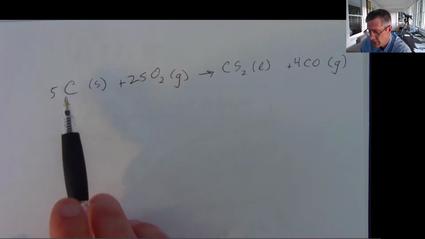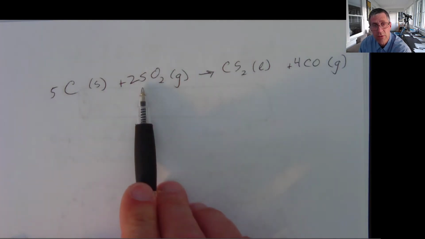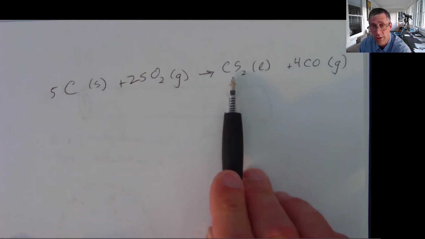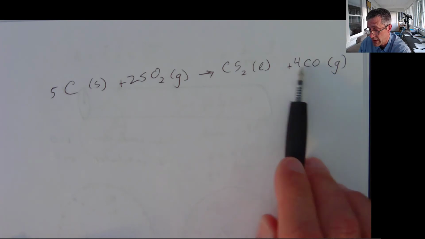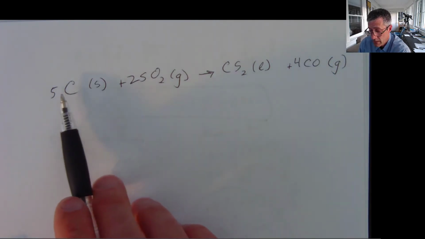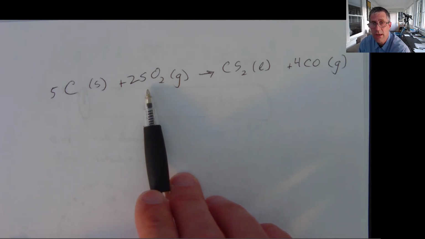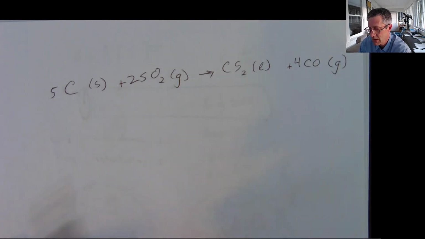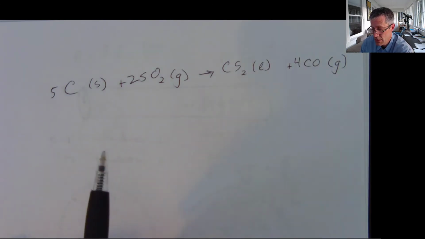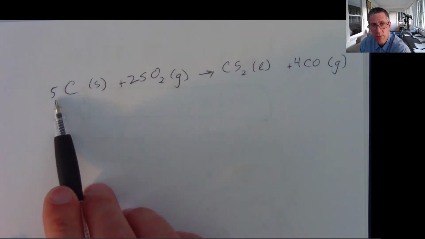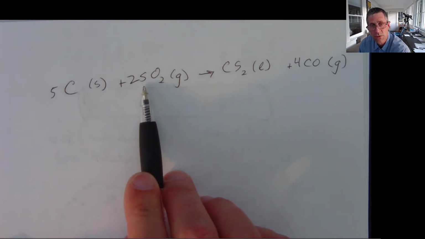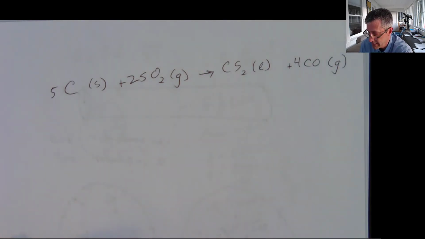Okay, now remember what this balancing does. This balancing tells me that if I take 5 carbon and combine it with 2 sulfur dioxide, I'll produce 1 carbon disulfide and 4 carbon monoxide. Or if I take 5 dozen carbon, I need 2 dozen SO2 and 1 dozen CS2 would be produced. Or as we like to do in chemistry, if I had 5 moles of carbon, I would need 2 moles of sulfur dioxide, and we're going to use the mole. So the table is going to have 4 rows that we're going to use.